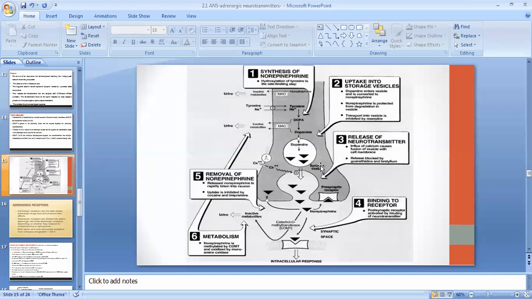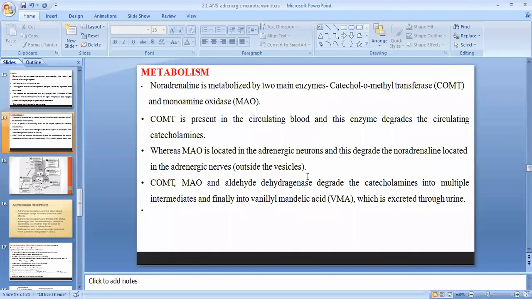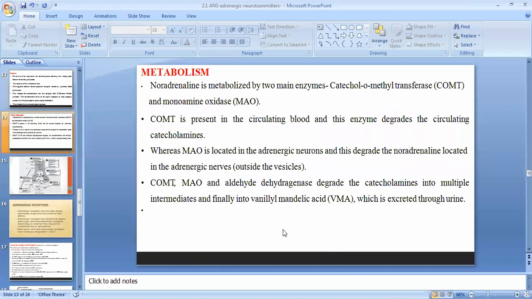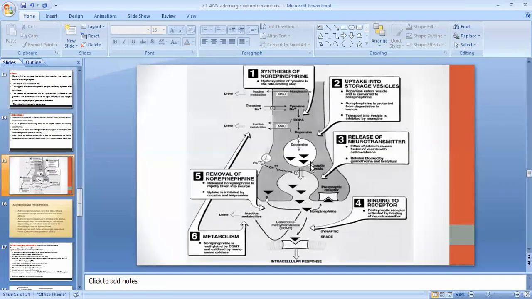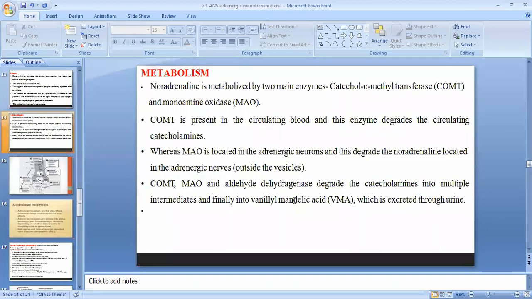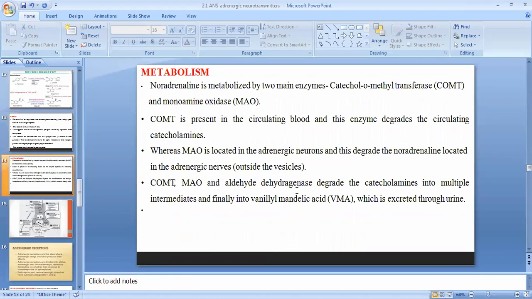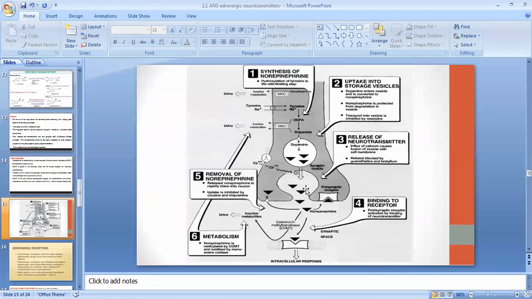Once the calcium ion is inside the nerve, it will trigger the rupture of synaptic vesicle. The more calcium ions accumulate here, the more they are going to rupture the synaptic vesicle. Now once the rupture of synaptic vesicles is done, there will be a release of neurotransmitters into the synaptic cleft. Whatever neurotransmitters there are, according to the requirement, those neurotransmitters are released into the synaptic cleft.